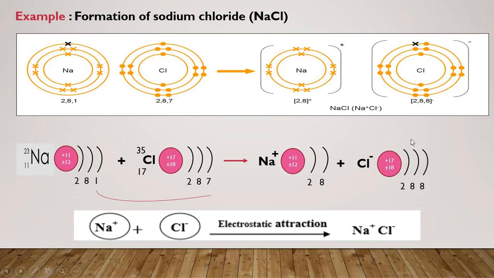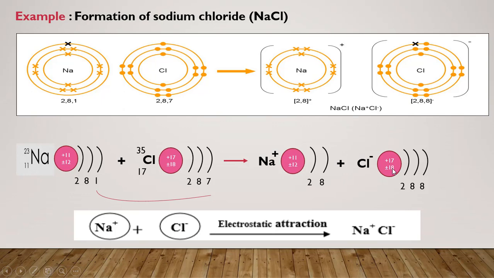Another example for the ionic bond is the formation of sodium chloride, NaCl. The sodium is a metal which contains 1 electron only in the outermost energy level. The chlorine is a non-metal which contains 7 electrons in the outermost energy level. So the sodium loses the electron in the outermost energy level, and this electron will transfer to the chlorine to complete its outermost energy level. So the sodium will form a positive ion and the chlorine will form a negative ion, as the sodium loses 1 electron and the chlorine gains this 1 electron.